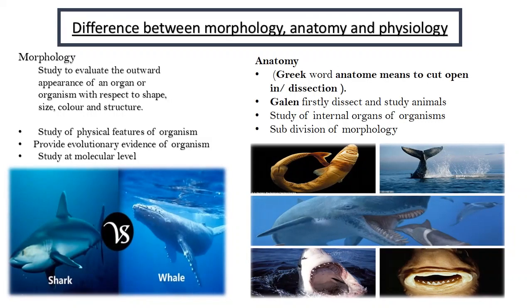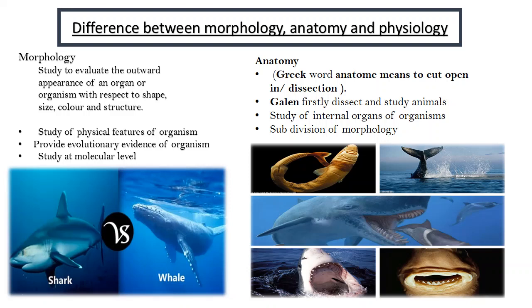Before going towards comparative morphology, we have to be clear about the differences between morphology, anatomy and physiology. In reading or in general meaning, they look alike, and many people think they have a similar meaning, but they don't. They are quite different from each other. So on the screen there is a clear-cut difference between anatomy and morphology, and I will explain it to you.